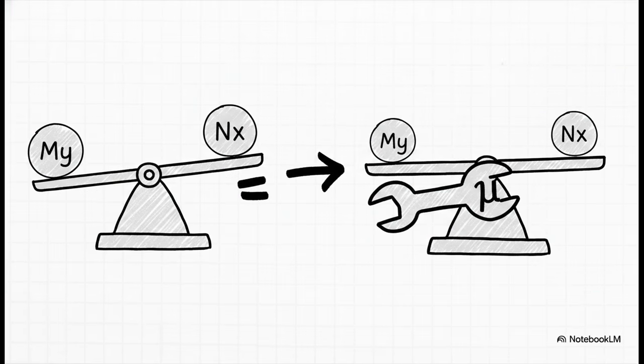Okay, but what happens if that test fails? What if those partials are not equal? Well, that's your big flashing sign that the equation isn't exact, at least not yet. Your job is to find a special function, this integrating factor, that's kind of like a magic key. You multiply the entire equation by it to force it to become exact.